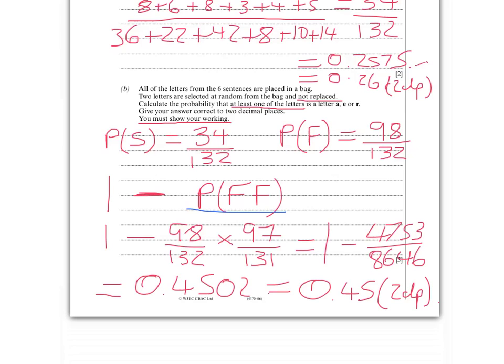So a little bit less work, but it did require our understanding to know that 1 minus the only other option, which is the probability of 2 failures, would give us the same as if we worked out the probability of 2 successes, a success and a failure and a failure and a success.